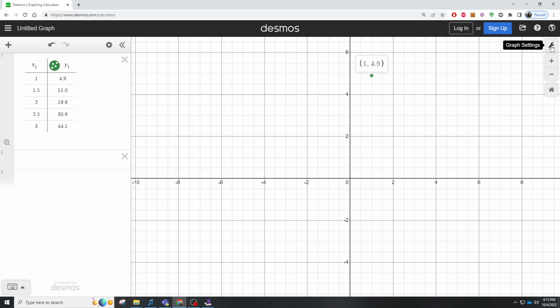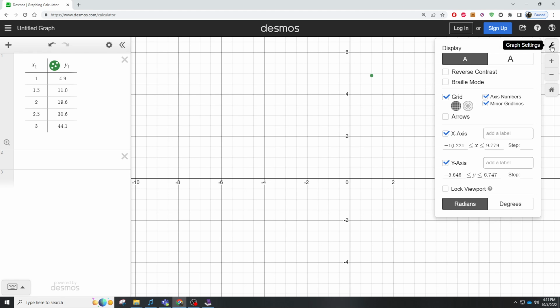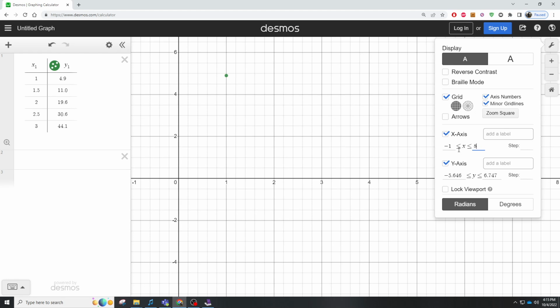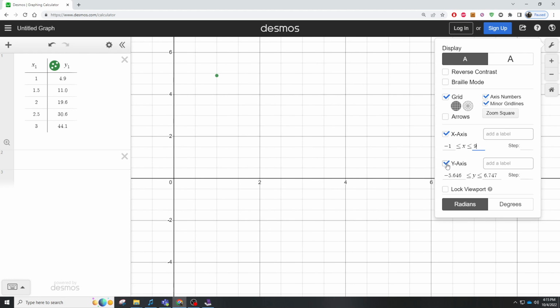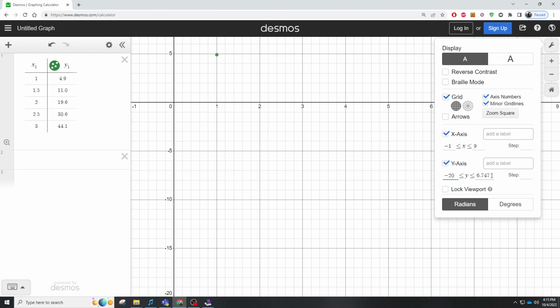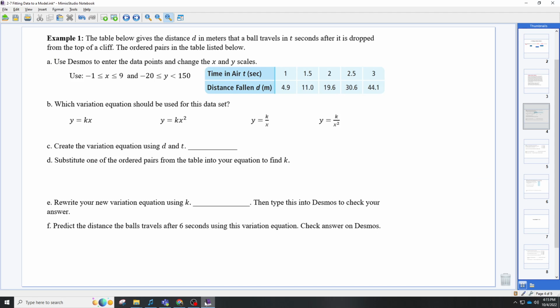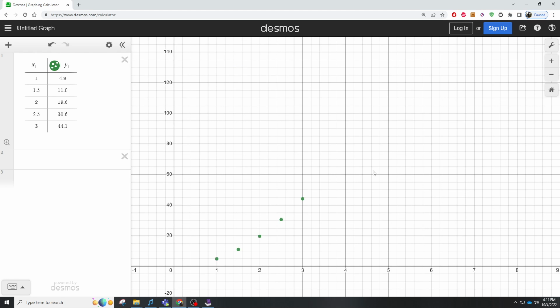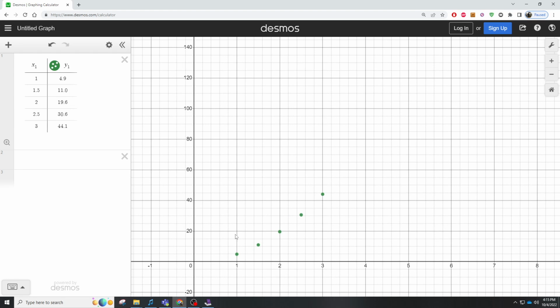You're going to click on this little wrench here. It says graph settings. And then we're going to change these numbers. So we have -1 to 9. Then down here, I think I put -20 to, what was it? 150. There, now you can kind of see the general shape.